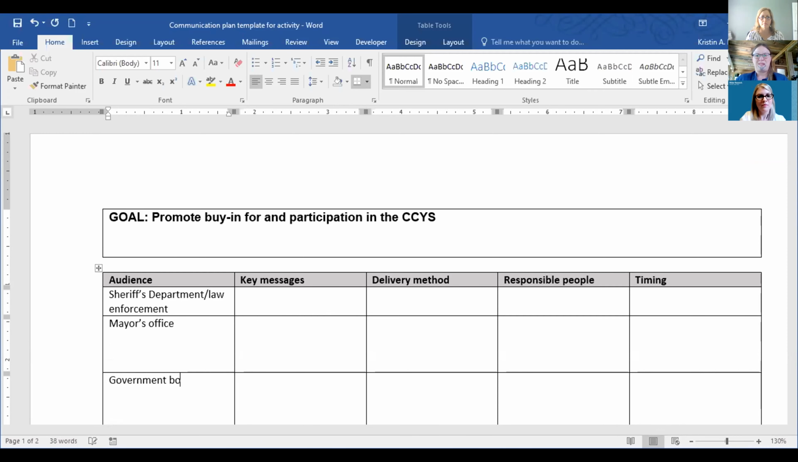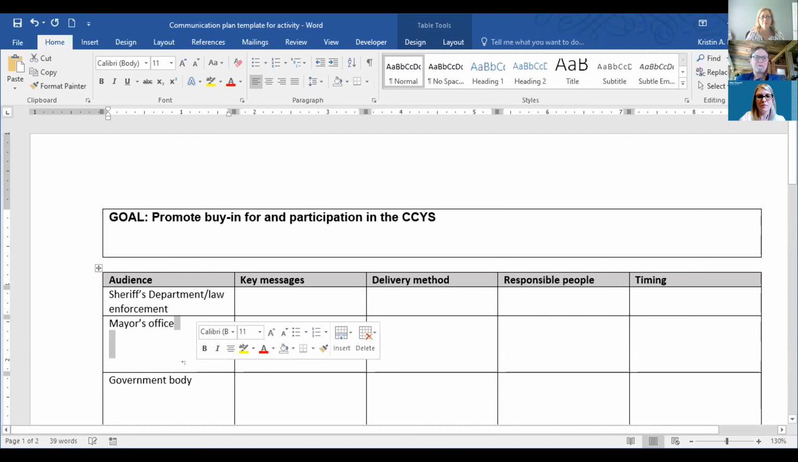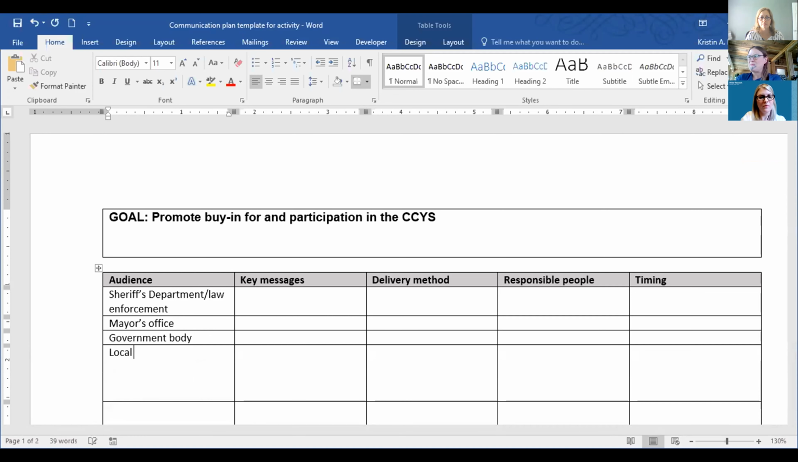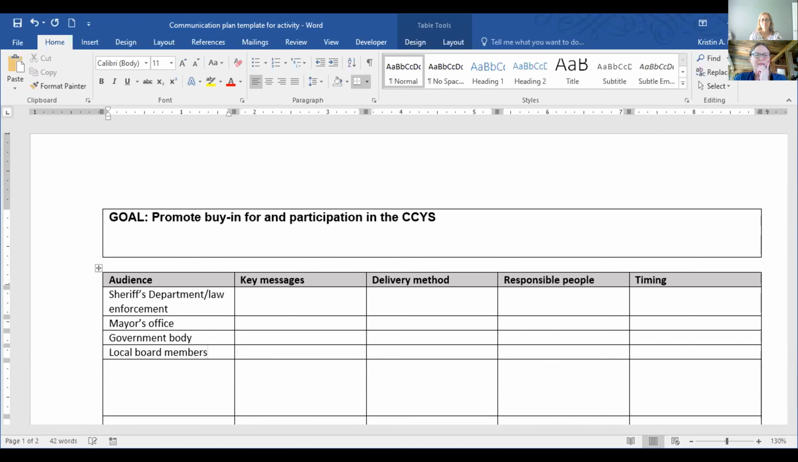We found this year that our local governing entity board members, they assisted us in getting us buy-in for CCYS. What about your faith-based community? Officers?